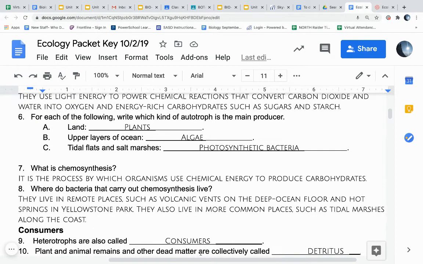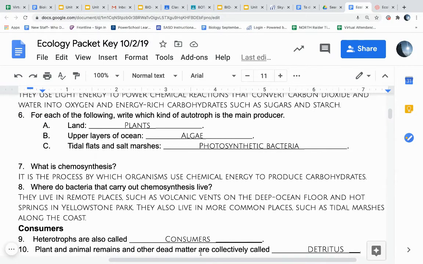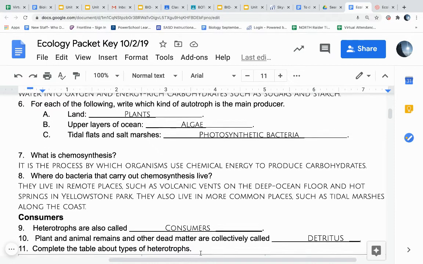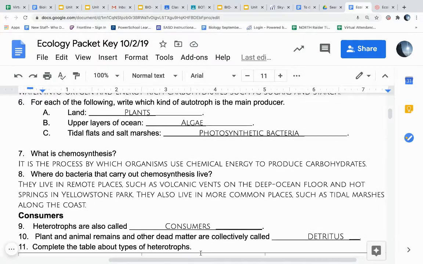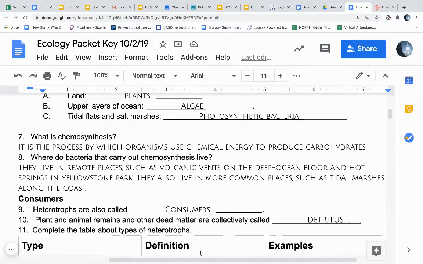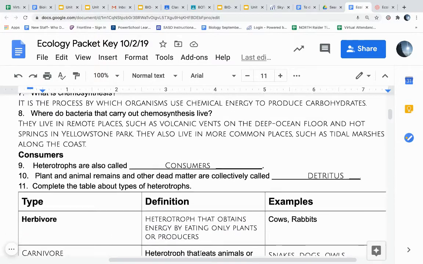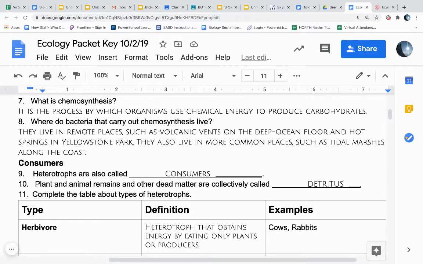Plant and animal remains and other dead matter are collectively known as detritus. So detritus is all that kind of decaying matter from once living animals that detritivores and decomposers will use to return those nutrients to the environment. So here is our table. Herbivore is a heterotroph that obtains energy by eating only plants or producers. Examples, cows or rabbits, or say deer that would eat the grass.